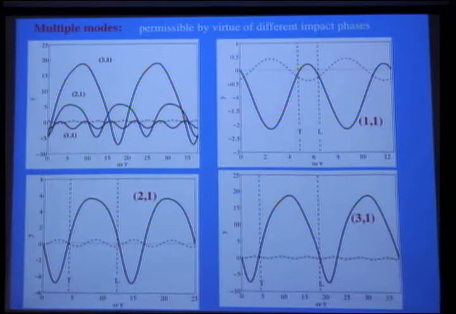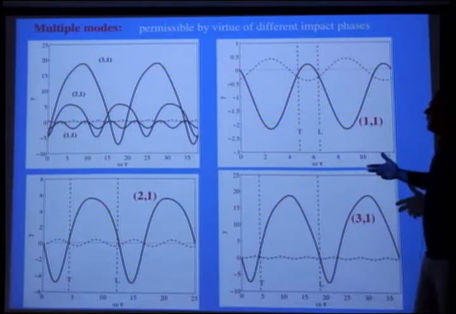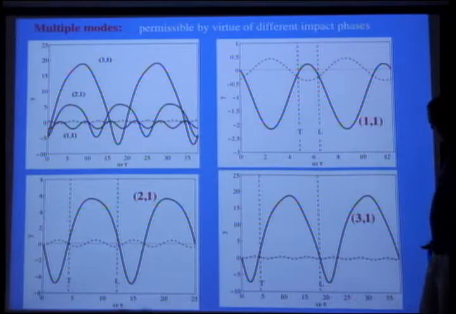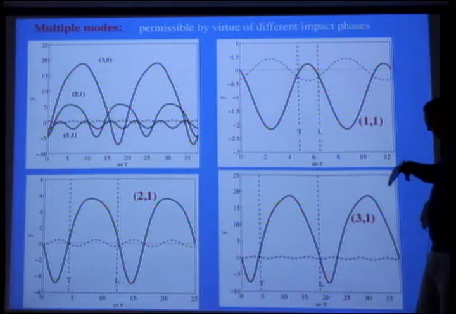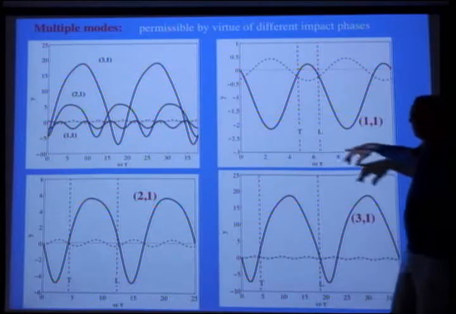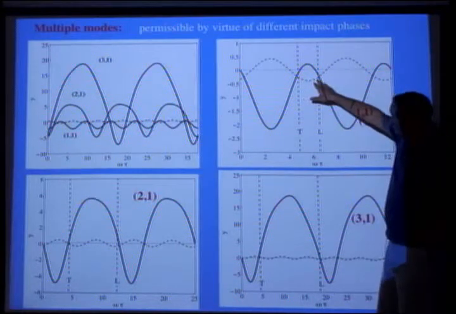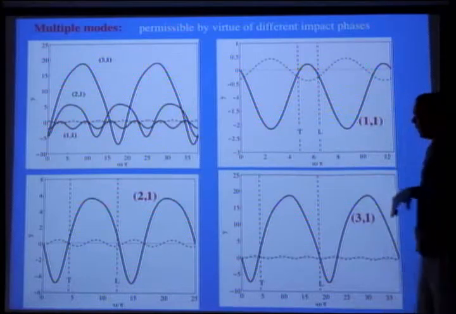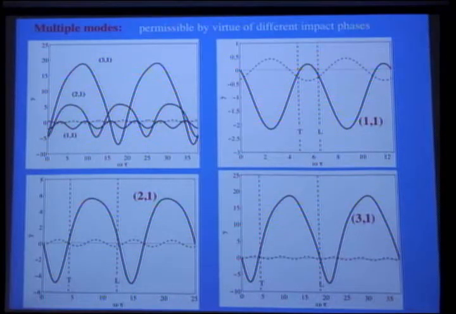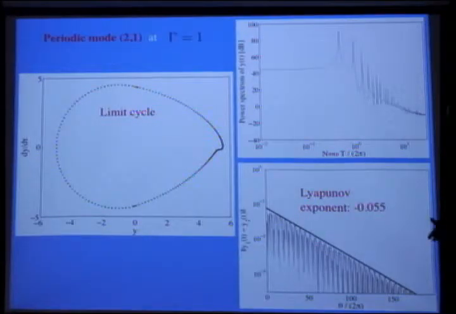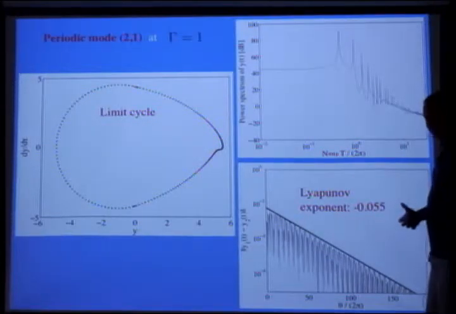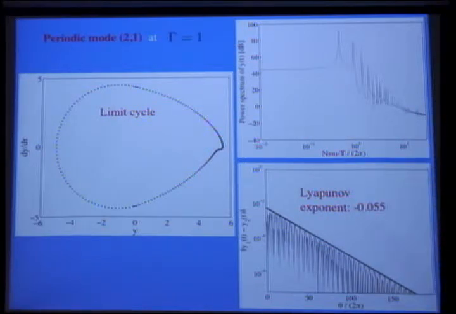These are the numerical solutions based on the model. This is basically the height as a function of time, and you can compare the takeoff and landing times with experiments, and they match pretty well. Again, it's the difference in phase which allows you to rationalize this multiplicity, the fact that you can have more than one solution.